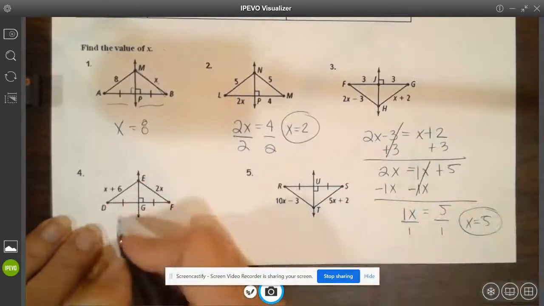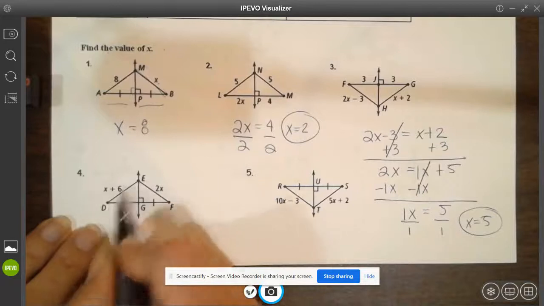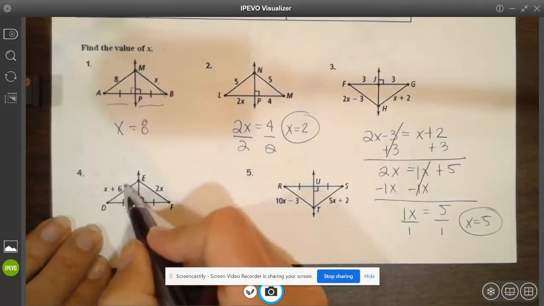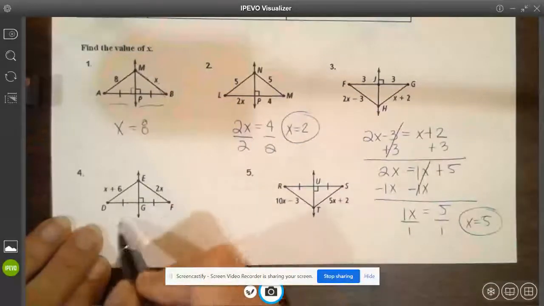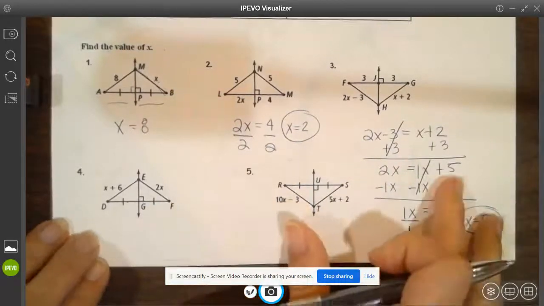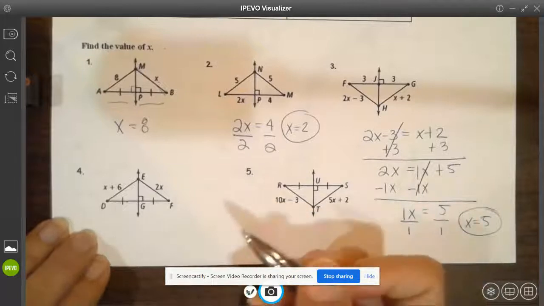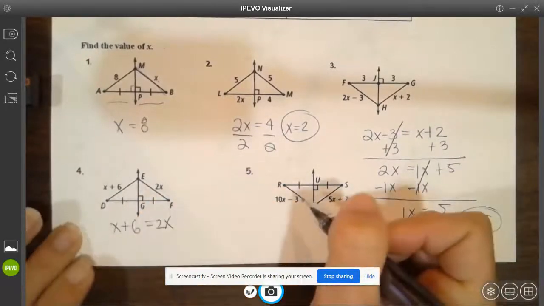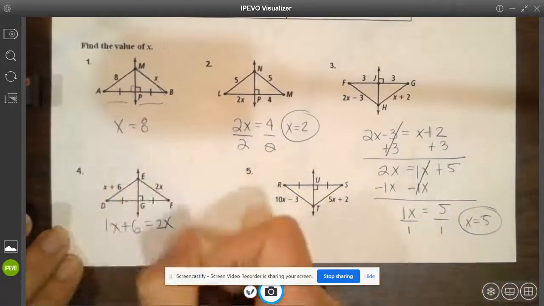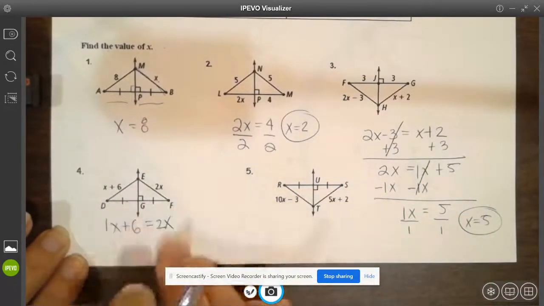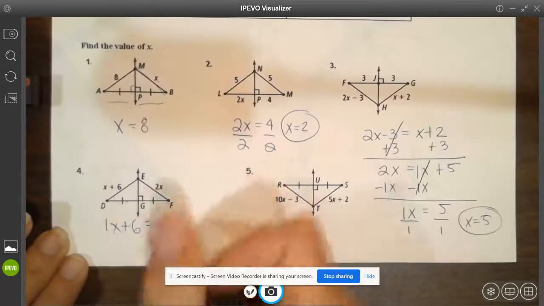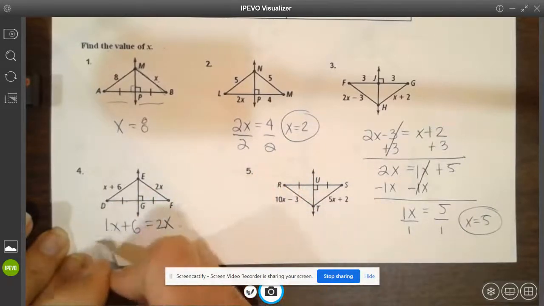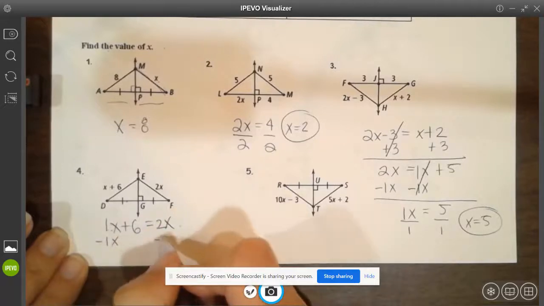So let's keep going. We know that this is a perpendicular bisector. These two sides are going to be the same. That makes this side and this side the same. So if we set them equal to each other, we can solve for x. x plus 6 equals 2x. And then we know that there's a 1 here. We combine like terms. We can combine this one and this one. So I'm going to move this one over here, because we don't want to leave that 2x alone.